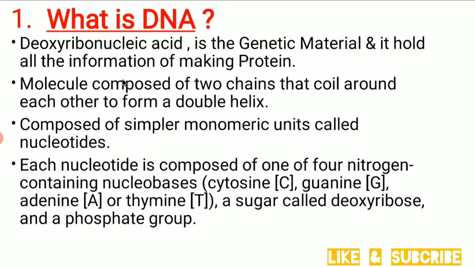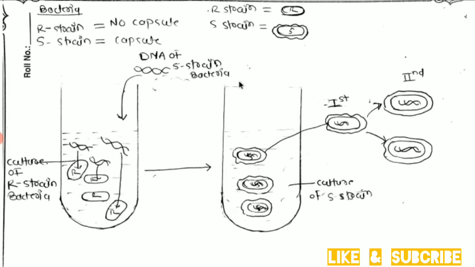So DNA is a genetic material, we know that. It holds all the information for making protein. Or we can say that DNA is genetic material that transfers from one generation to the next generation. But what does this mean? To understand this, we want to see an experiment.